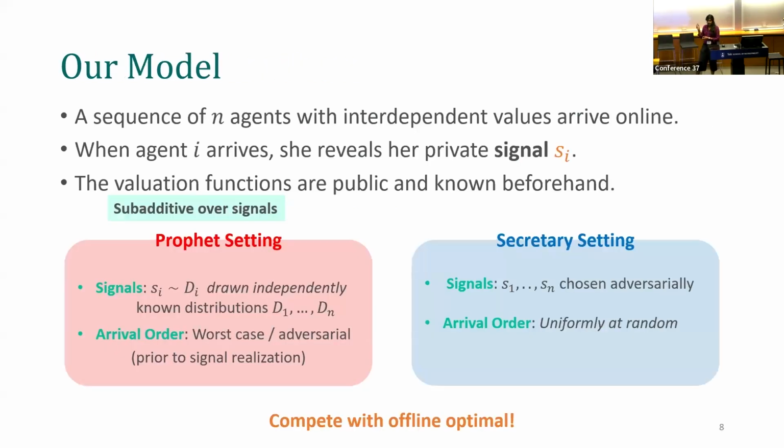Okay, so just to recap, this is going to be our model. Each person will arrive online and reveal their private signal Si, but we know the valuation functions of everyone beforehand, and the valuation functions are going to be subadditive over the signals.